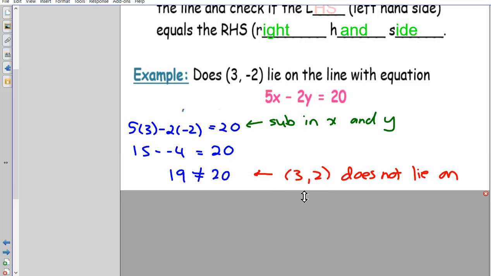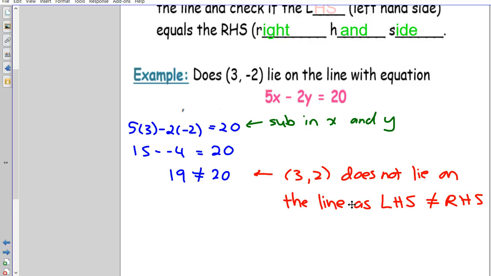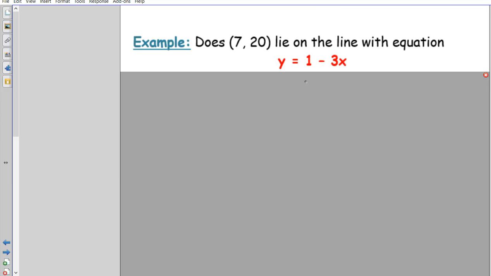It's 19. So notice instead of putting equals, I've put a not equals sign on my final line. 19 does not equal 20. So therefore you can conclude that this point, coordinate (3, -2), does not lie on the line with this equation, because the left-hand side does not equal the right-hand side when you substitute in x and y. It's pretty simple, but make sure that you follow this procedure and give a bit of a justification at the end. In case you're not clear, let's do some more examples on the next page.